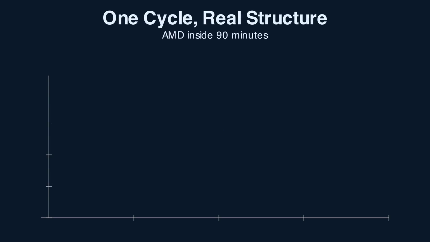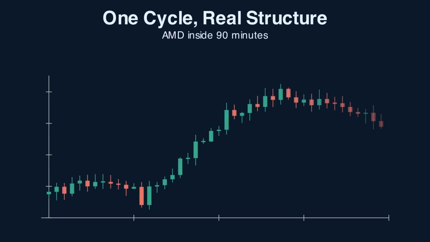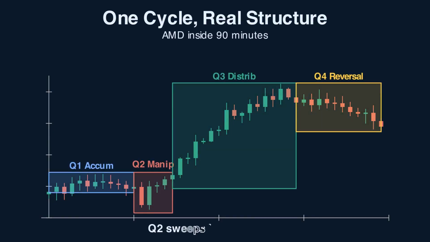Watch one cycle play out. Q1, price coils going nowhere fast, accumulation. Q2, a sharp dip below the Q1 range, sweeping every stop sitting under support, manipulation. That's the head fake that gets retail short. Q3, price expands violently in the opposite direction of the sweep, well above the Q1 range, distribution. Q4, the move stalls and price pulls back as positions close out.